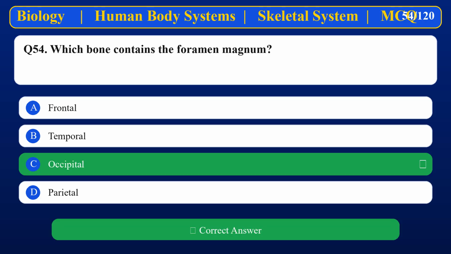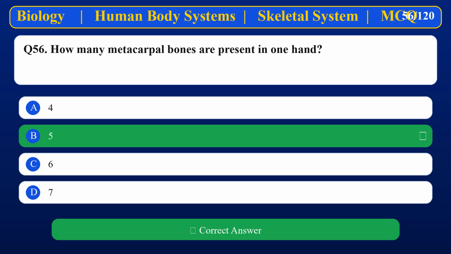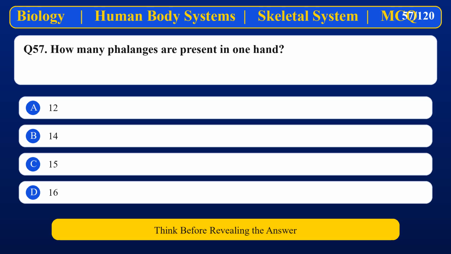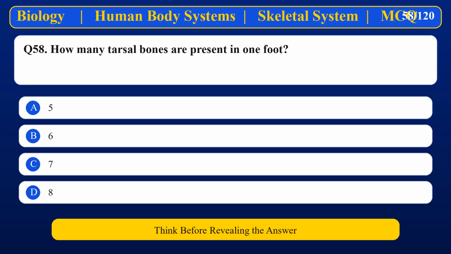How many carpal bones are present in one hand? 8. How many metacarpal bones are present in one hand? 5. How many phalanges are present in one hand? 14. How many tarsal bones are present in one foot? 7.